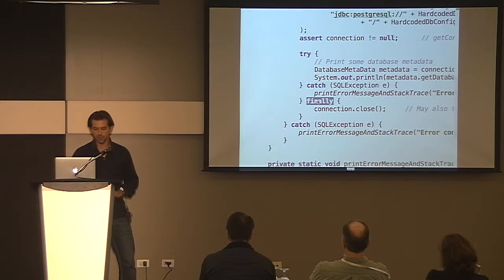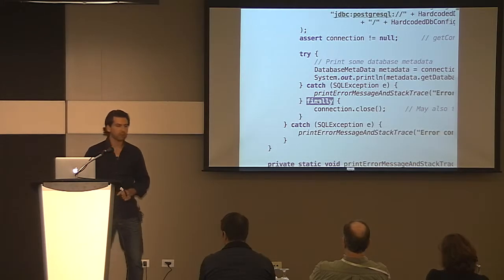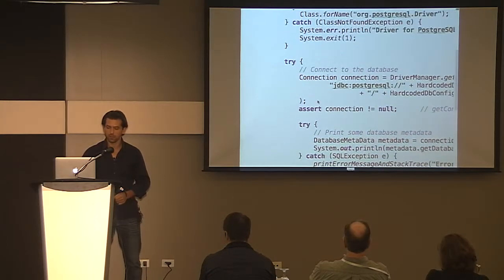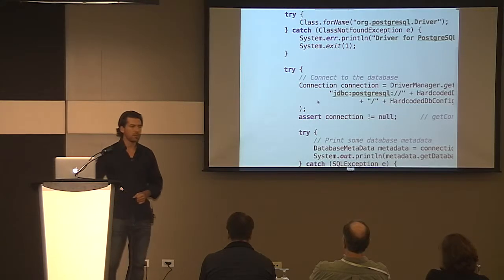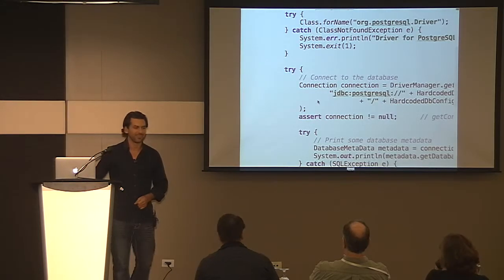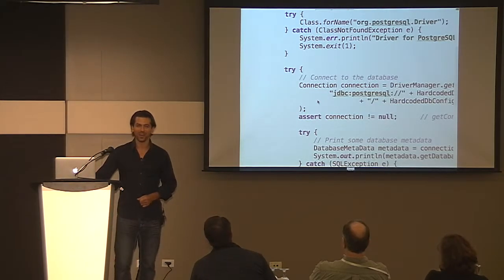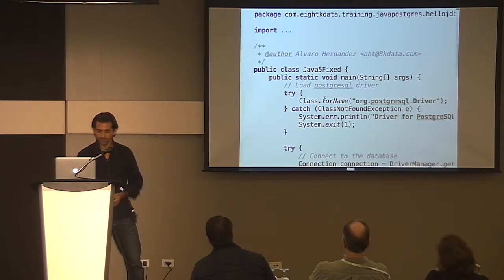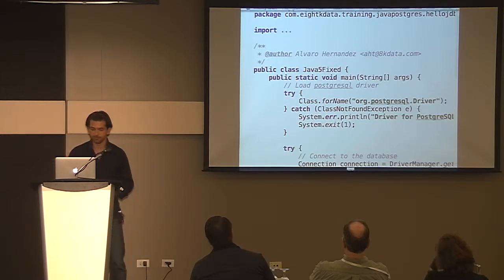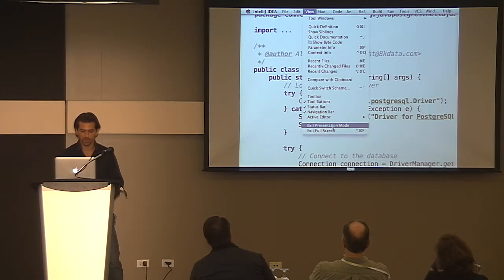So this is more or less correct code. And as you can see, it's not very nice, right? If you put this in a tutorial about how easy it is to use Java with Postgres, I don't know if people will be running out. But it's correct. So that's the way to go, at least with Java 5.